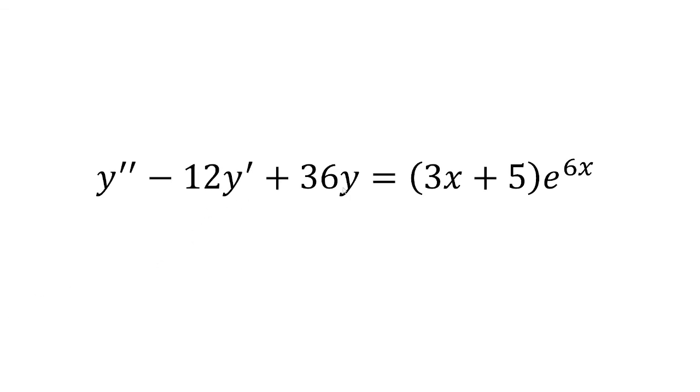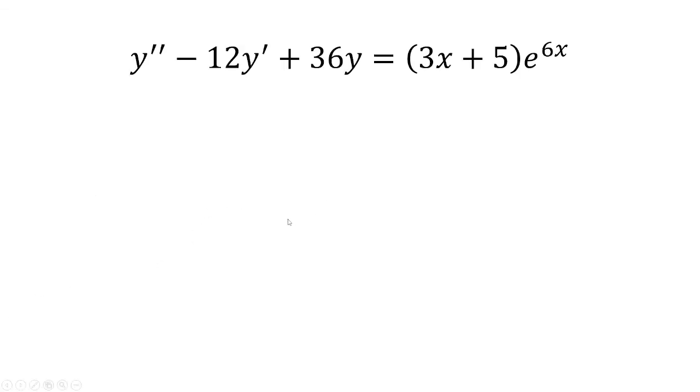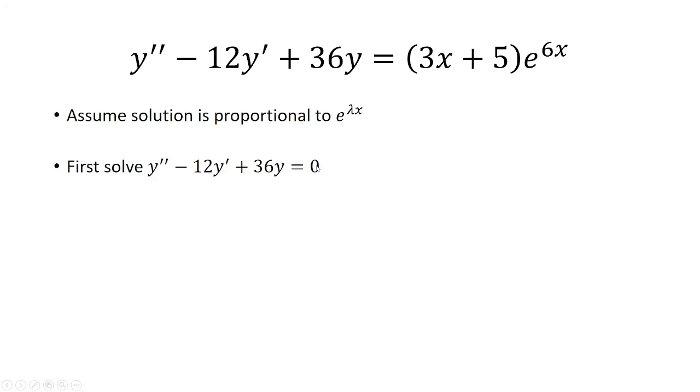In this video, we solve this differential equation. Let's first assume a solution is proportional to e to the lambda x, and we're going to look at the differential equation when it's equal to 0. Now we can substitute y equals e to the lambda x. We need to take the second derivative and the first derivative.